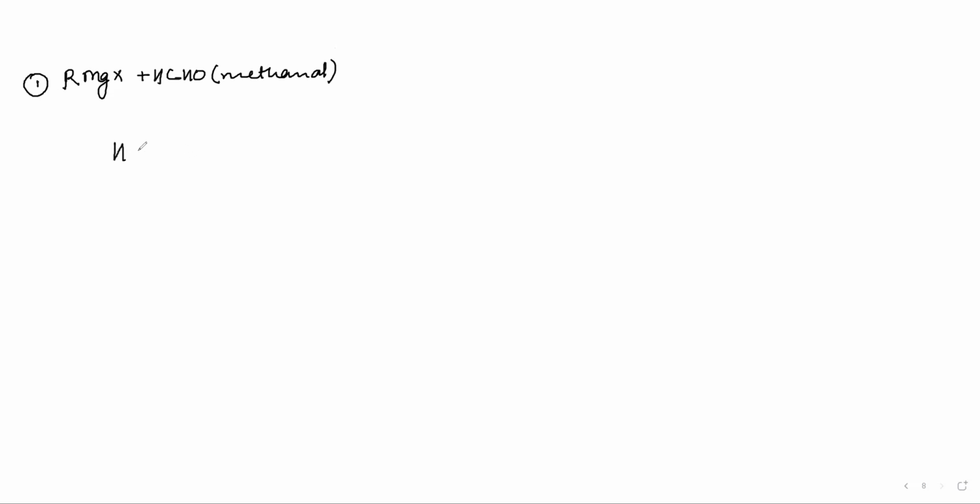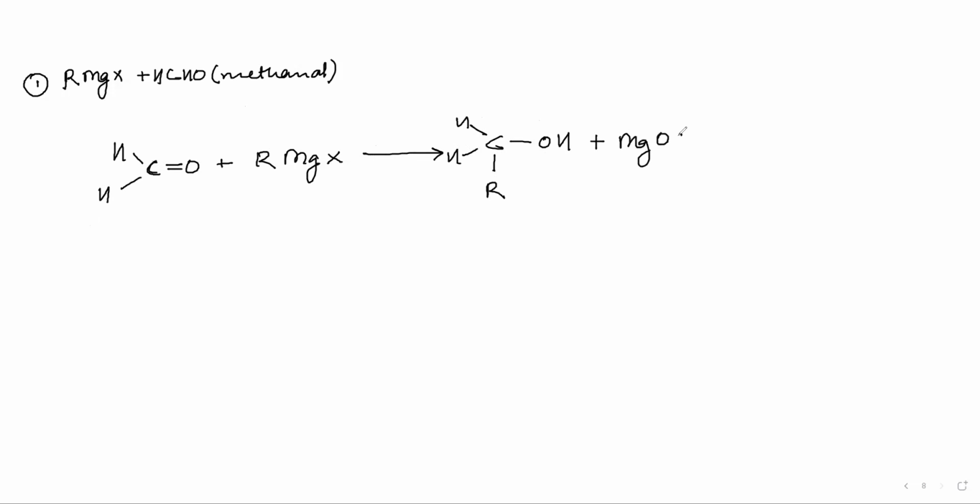So simple as that. We have H, which will be bonded to CO like this. So this is methanal, plus we have RMgX. So now you know what the product will be, correct? This R will get attached like this, H, H, and R, and this will be converted into OH. Plus you will get MgOHX.